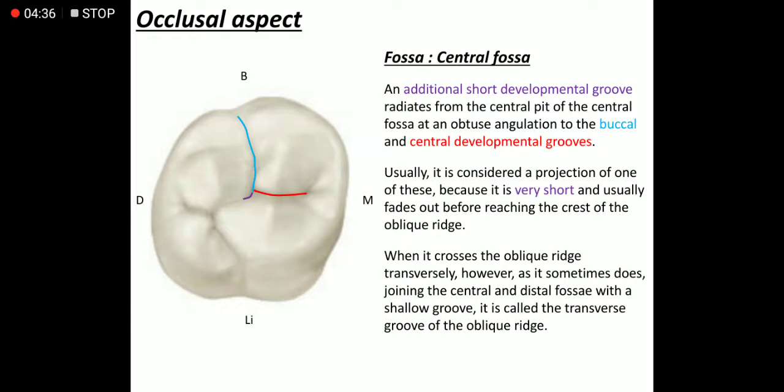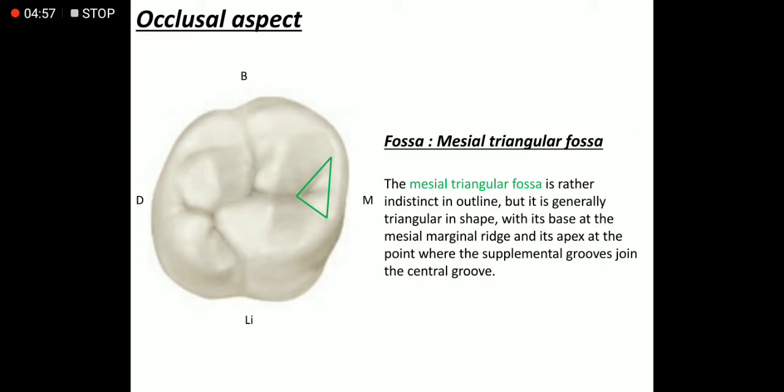Along with the buccal and the central developmental groove, we can also see a short developmental groove radiating from the central pit in the distal direction. Usually it is very short in its length, but sometimes it is long enough to cross the oblique ridge. When it does, it is known as transverse groove of oblique ridge.